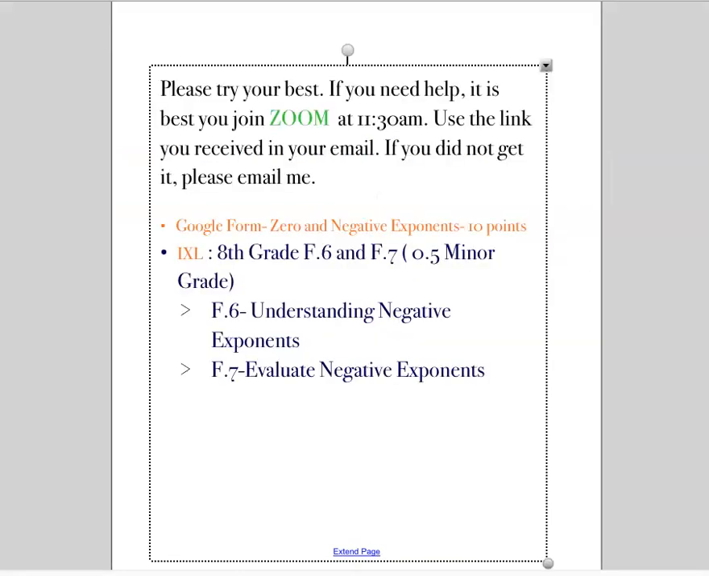Please try your best. If you need help, join me on Zoom at 11:30 a.m. Use the link you received in your email. If you did not get it, please email me. Please complete the Google form on zero and negative exponents. It is the same as yesterday, it's 10 points. But please do not forget the IXL. Many students forgot the IXL Z4 yesterday. That needs to be completed.